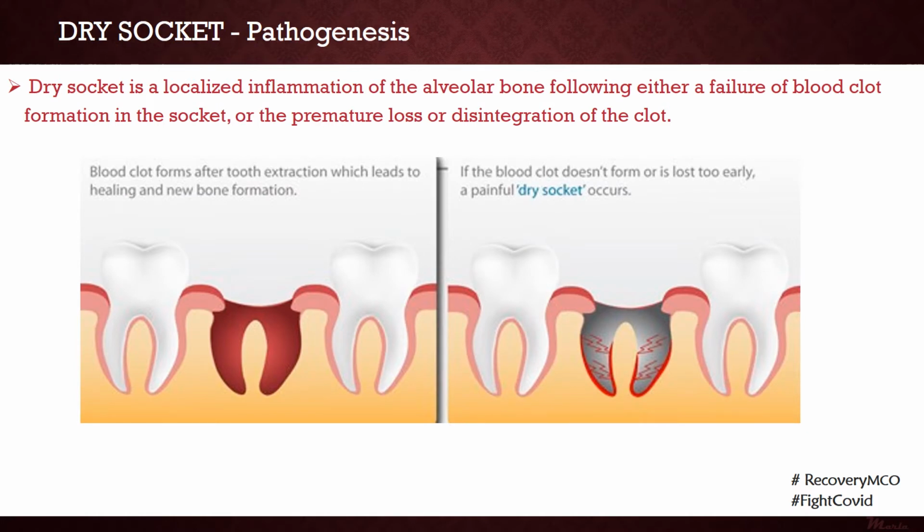The pathogenesis of dry socket can be basically summarized under 2 headings. Dry socket includes a localized inflammation of the alveolar bone. This can be either following a failure of blood clot formation within the socket or due to premature loss or disintegration of the clot. As you must be aware, formation of the blood clot is an important step in the healing process of the extraction socket. Whenever this blood clot is compromised, it results in dry socket.